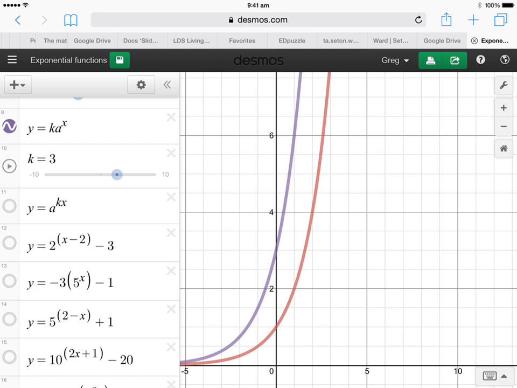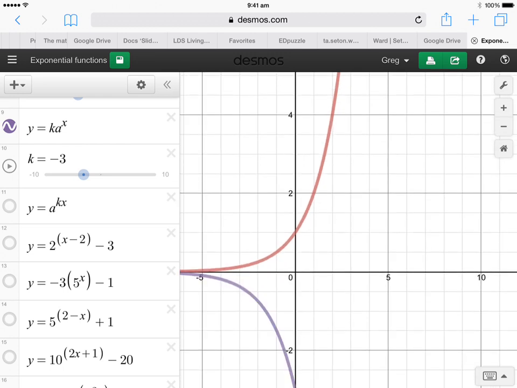Okay, so that is k a to the x. And you can see what happens when we go negative here as well. So this is negative 3 times 2 to the power of x. Okay, so if I make this one bigger, you can see the dilation is just, and the graph is just flipped over the x-axis.